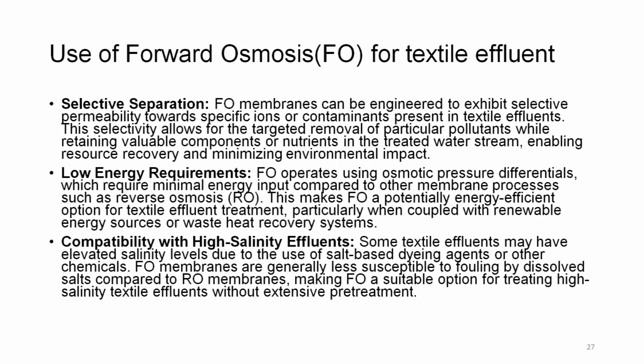Selective separation. FO membranes can be engineered to exhibit selective permeability towards specific ions or contaminants present in the textile effluent. This selectivity allows for the targeted removal of particular pollutants while retaining valuable components or nutrients in the treated water stream, enabling resource recovery and minimizing environmental impact.